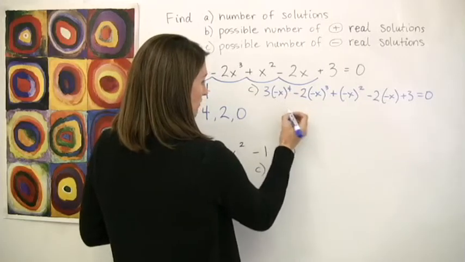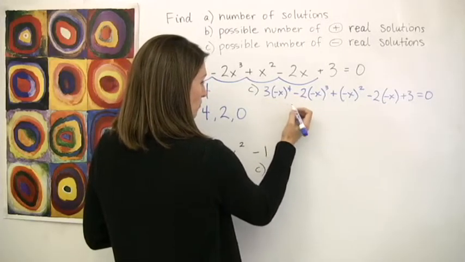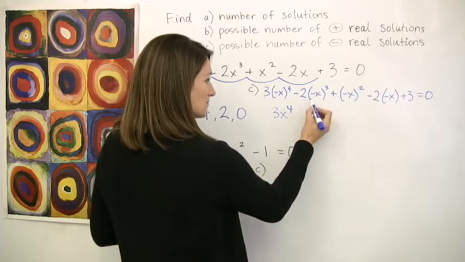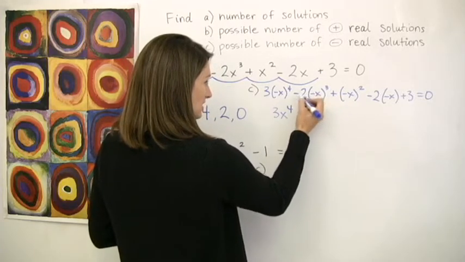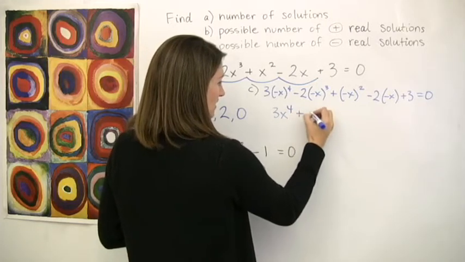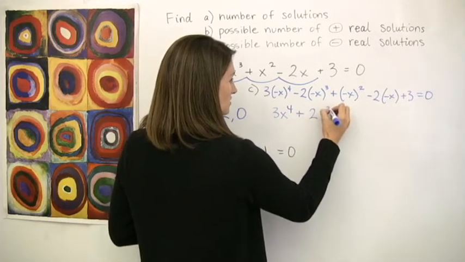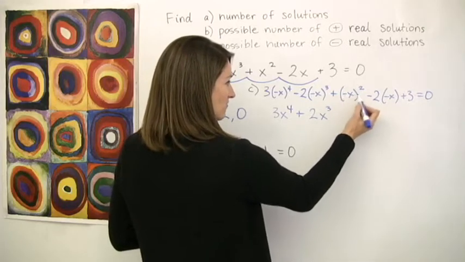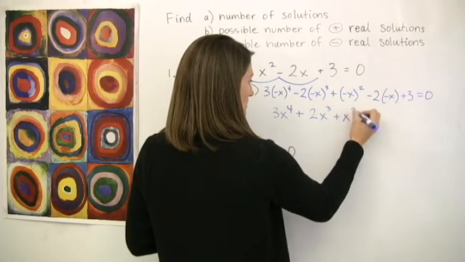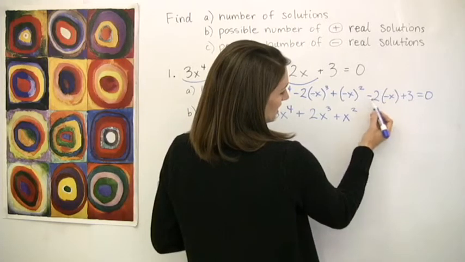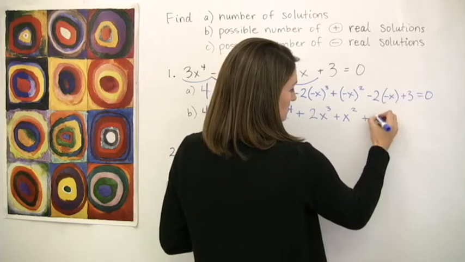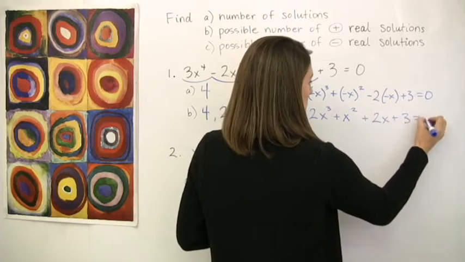So here, 3 times negative x raised to the 4th power simplifies back to 3x to the 4th. But 2 times negative x to the 3rd is going to maintain the negative sign there, so we change our subtraction sign to an addition sign, and we have plus 2x cubed. Then again, negative x squared is just x squared, so this stays the same. And then we have negative 2 times negative x, so this sign changes as well, so we have plus 2x plus 3 equals 0 to finish it out.